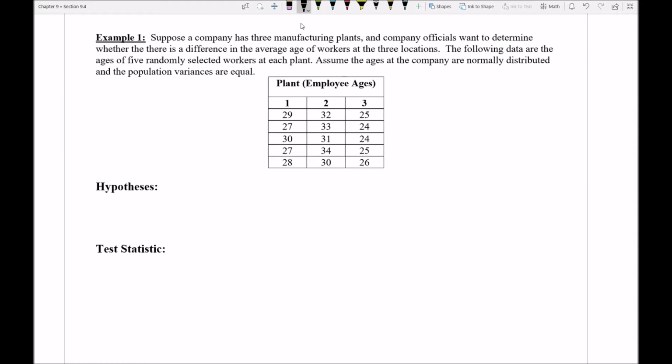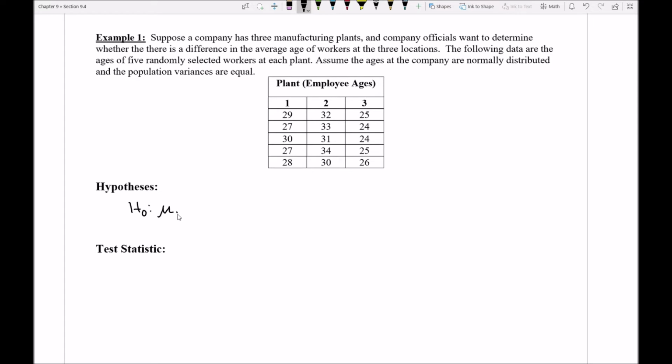The following data are ages of 5 randomly selected workers at each of the plants. Assume the ages at the company are normally distributed, and the population variances for each one of the plants are equal. So this last sentence here is some excess information. We'll see what we're going to do with this in a moment. But we can start by writing down our different hypotheses. Notice here that I have 3 different plants. I just have them labeled as plant 1, plant 2, and plant 3.